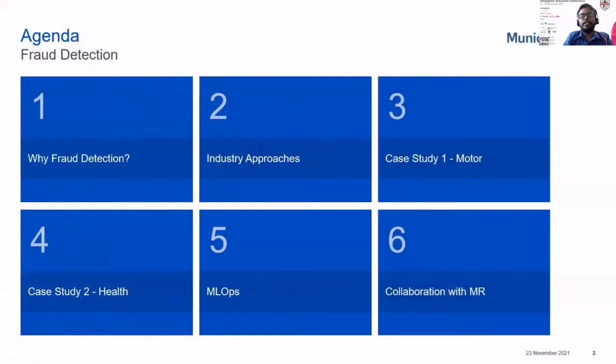We have divided the agenda into two sections, where in the first half, I'll be talking about why we need fraud detection in the first place, and what are the standard industry approaches that are currently in place among the primary insurers. Then we will deep dive into the case studies. One is with motor insurance, and my colleague Lingyit will walk you through health insurance as well. And finally, we'll talk about how we productionize our use case in the Munich Re setup, and conclude with how we collaborate with the primary insurer.